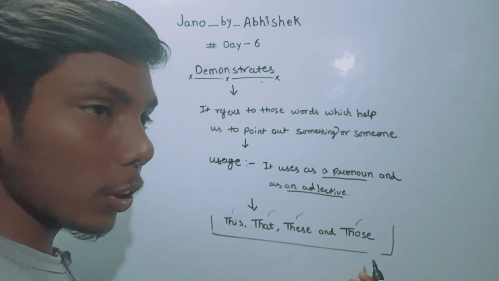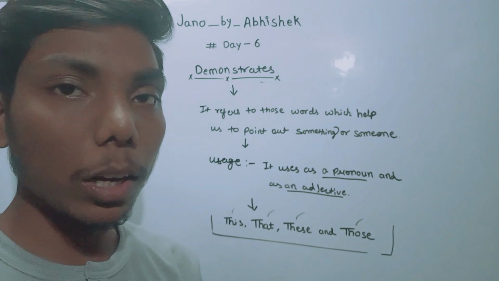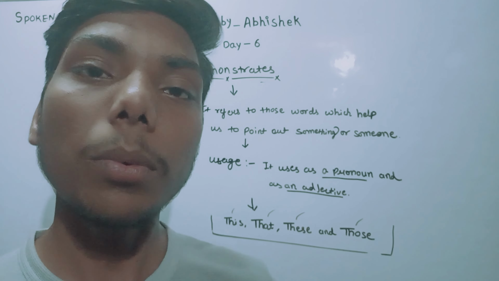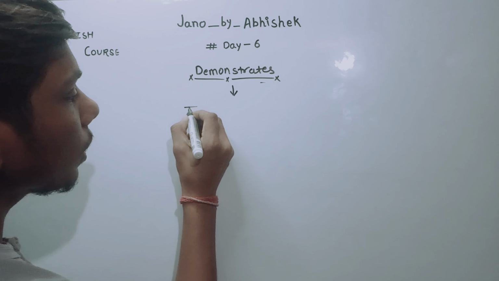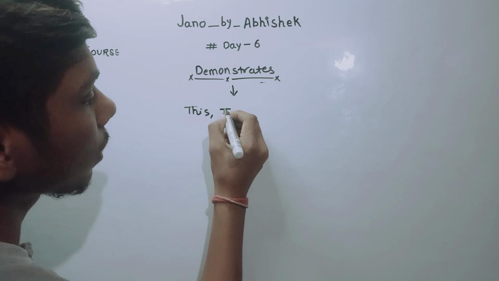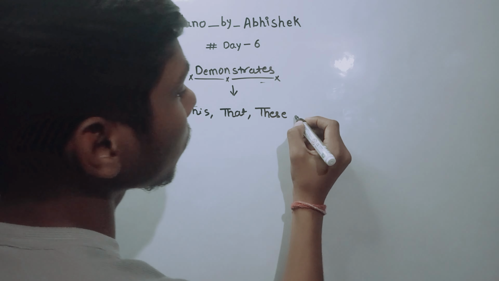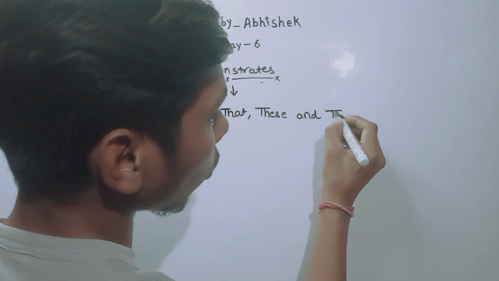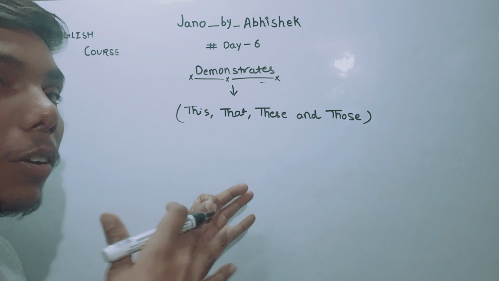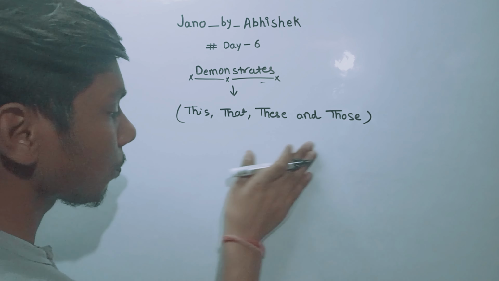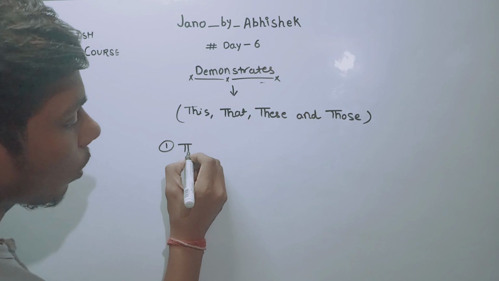Now let's see a very quick example so that you can understand where we use all these four words. In a very simple way I'm going to tell you all, then after that we will take some examples also. So as we know, these four words are this, that, these, and those. These are the demonstratives. Now let's see the difference among them. Let's take the first one, that is this.